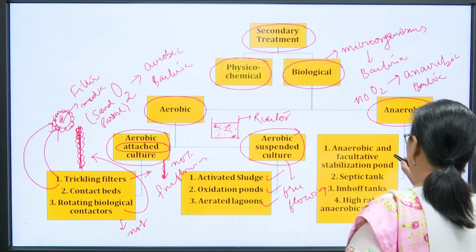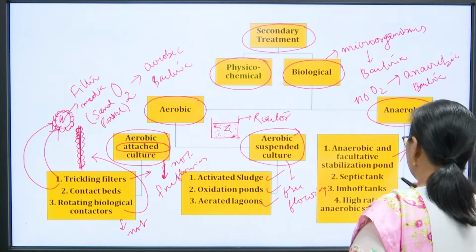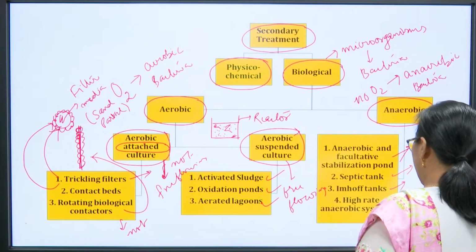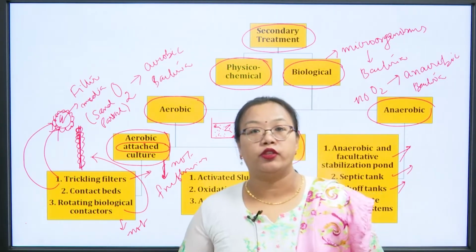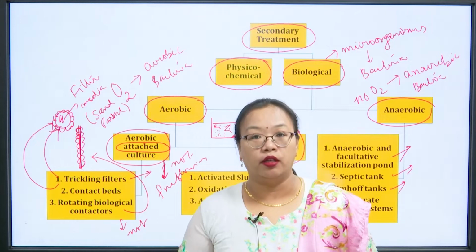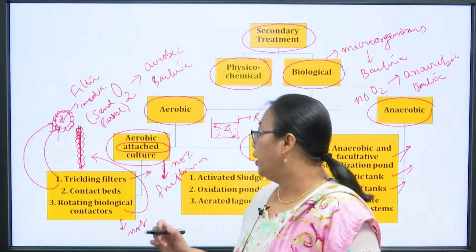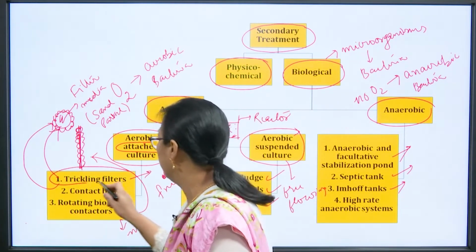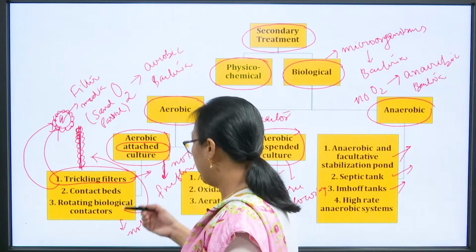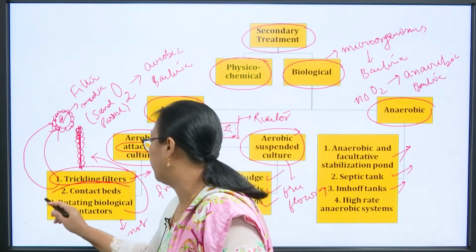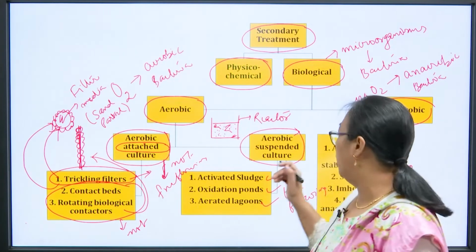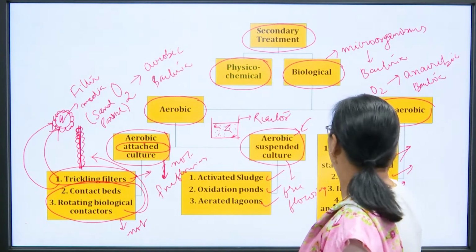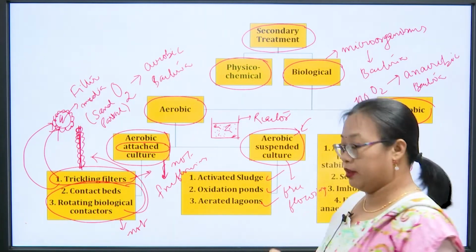it afterwards. We will have anaerobic and facultative stabilization ponds, septic tank, Imhoff tanks and hybrid anaerobic systems. So, we will be discussing each and every system in one lecture. Today I will be talking about trickling filter, and in my next lecture I will be talking about contact beds and rotating biological contactors. After that we will be coming to aerobic suspended, and afterwards we will talk about anaerobic systems, right.